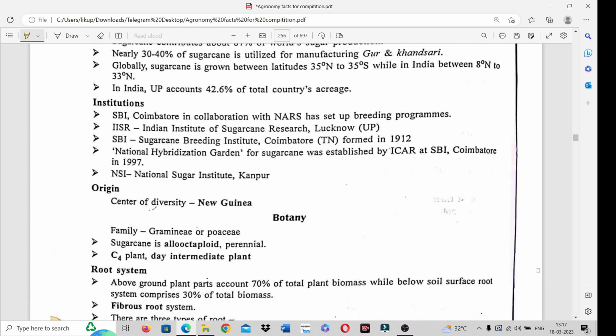SBI, that is Coimbatore, Sugarcane Breeding Institute, in collaboration with NARS has set up the breeding program. Then IISR is Indian Institute of Sugarcane Research, that is Lucknow, UP. SBI is Sugarcane Breeding Institute, Coimbatore. National Hybridization Garden for Sugarcane was established by ICAR at SBI, Coimbatore, in 1997. NSI is National Sugar Institute, Kanpur.